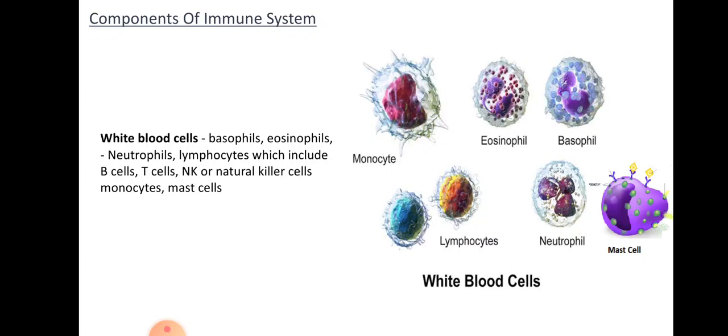Next is white blood cells. So the white blood cells consist of the basophils, eosinophils, neutrophils, lymphocytes, which include B cells, T cells, NK cells, monocytes, and mast cells.